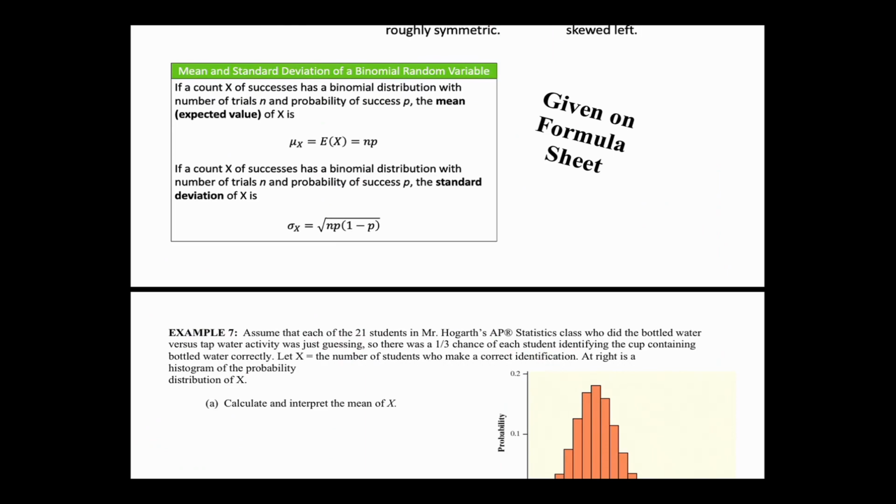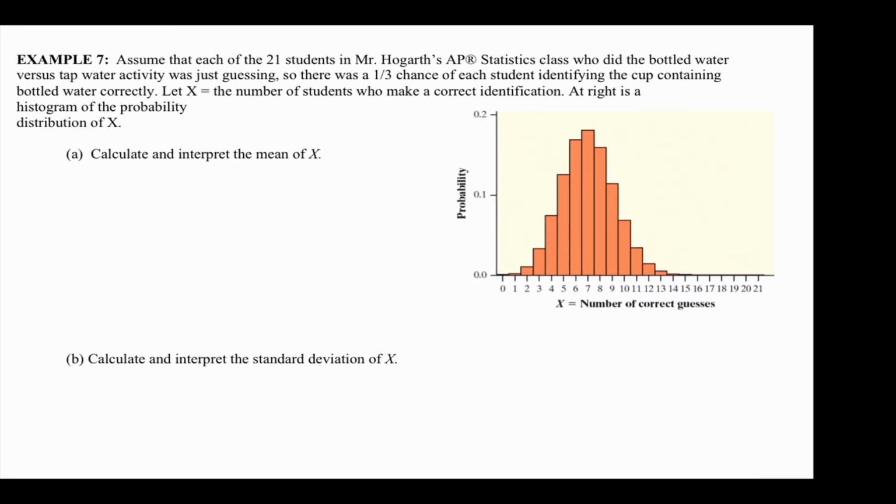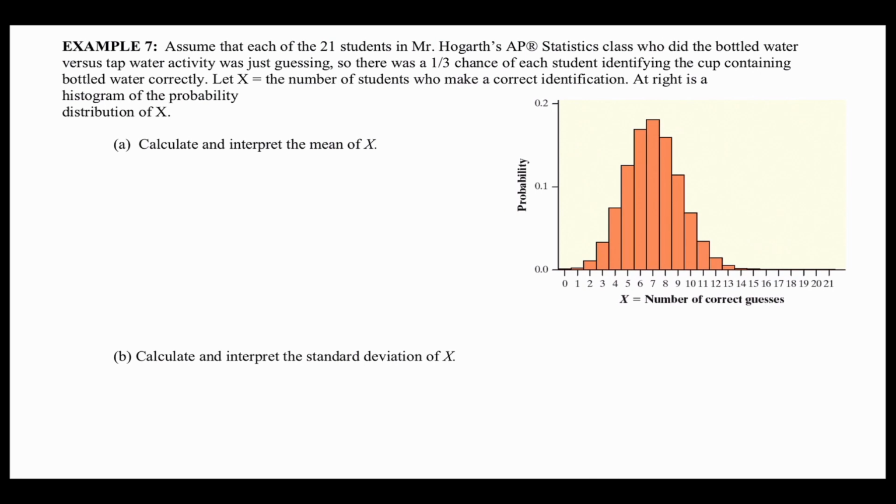All right, so let's look at number 7 on the next page. Assume that each of the 21 students in Mr. Hogarth's AP statistics class did the bottled water versus tap water challenge.